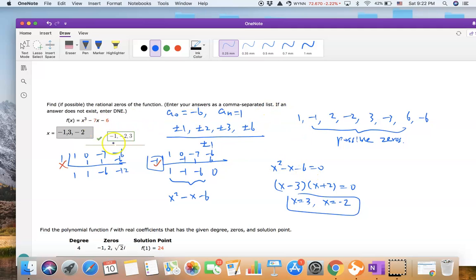Once we found this factor, we are able to factor this polynomial function into x minus negative 1, so that's x plus 1, times x squared minus x minus 6. So there is one zero, and there are the other two zeros.